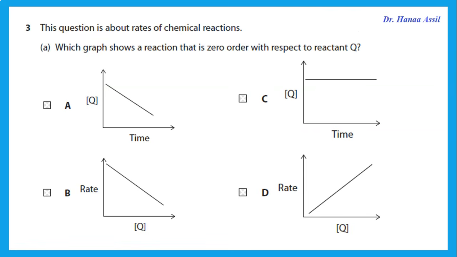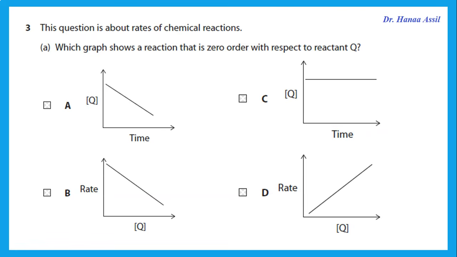This question is about rates of chemical reactions. Which graph shows a reaction that is zero order with respect to reactant Q? So we have two types of the graphs in front of us. Either concentration of Q versus time, or rate versus the concentration of Q. Now, which of these shows a zero order? Remember, zero order means as we change the concentration of Q, there is no effect on the rate. So B and D are wrong.